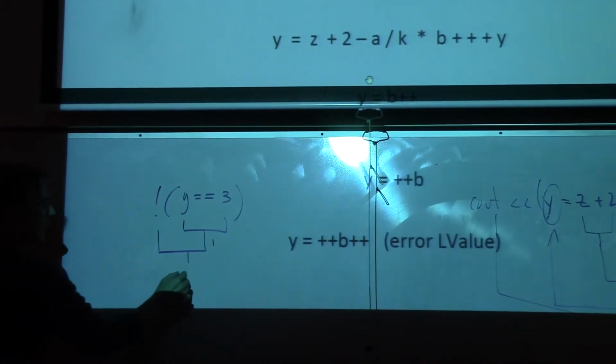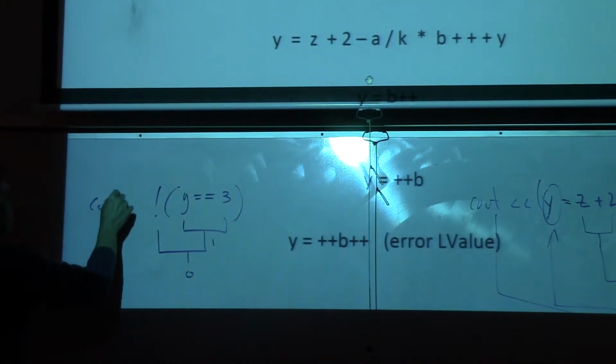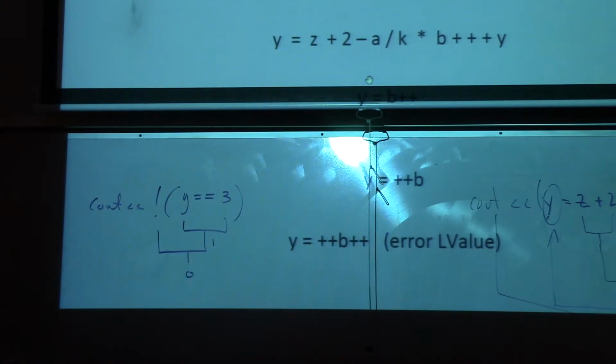0. So if I say cout like this, what do you think would be output? 0. Anybody? Nothing? Garbage? No, 0.